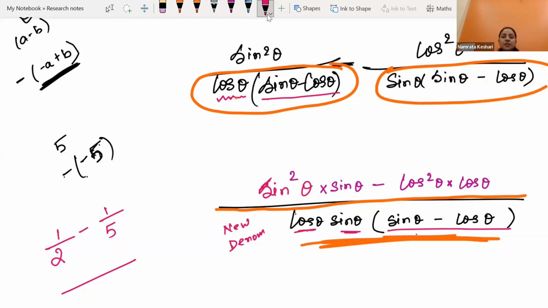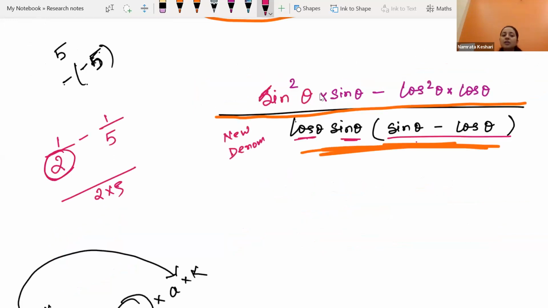Right? 2 into 5 will. Okay. Now what do we do? We just compare with the previous denominator. Previously it was 2. Now 2 into 5 is there. 5 has been multiplied, so 5 we write, multiplying in the numerator. Multiply in the numerator. Okay.